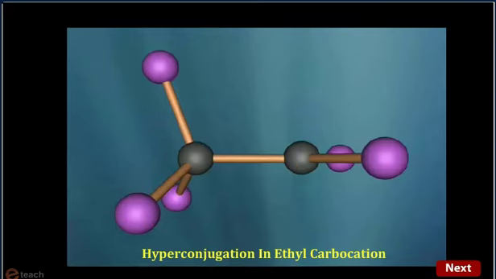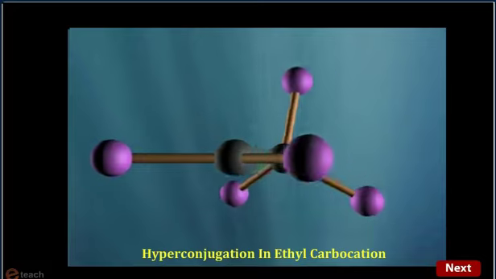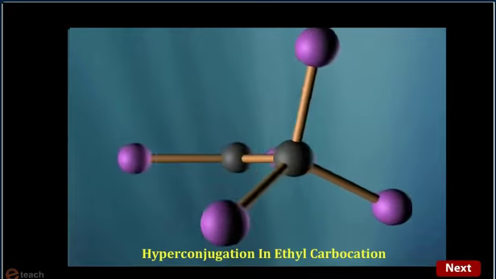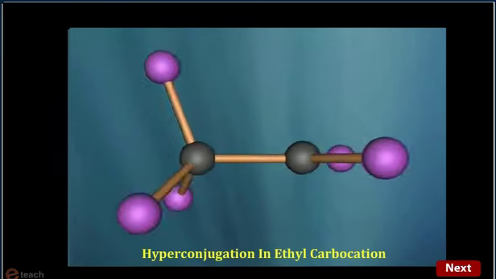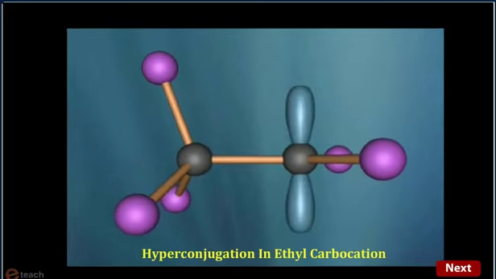According to the VSEPR theory, this carbon atom is bound to have sp2 hybridization, having planar orientation. Now, what we have not shown here is the empty p orbital of the carbon containing the positive charge. This p orbital is perpendicular to the plane of the C-H bonds of the carbon containing the positive charge. Now the carbon-carbon bond is free to rotate. Thus, it is possible for all C-H bonds to have an eclipsed conformation relative to the empty p orbital.